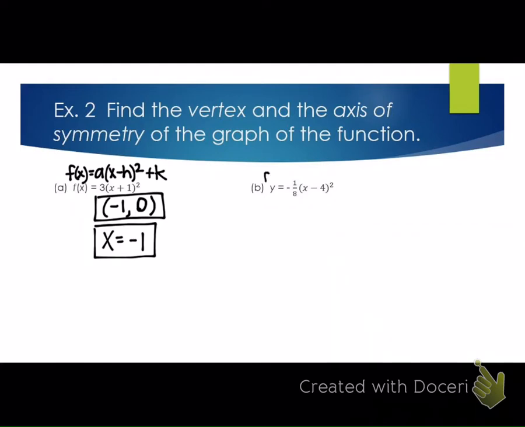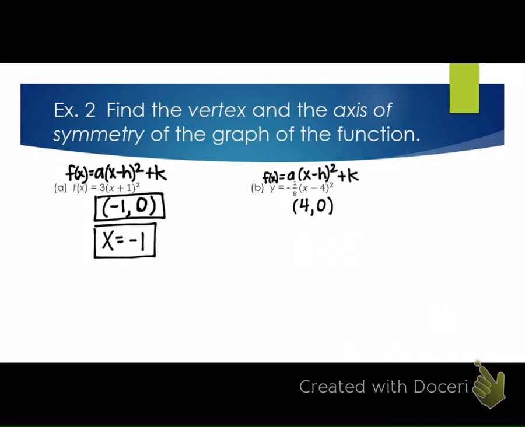All right, again, above letter B, I'm going to put the formula. Remember, f of x and y are the same thing, but it equals a times x minus h squared plus k. This is the vertex form. So what is the vertex of this function? All right, let's talk about it.